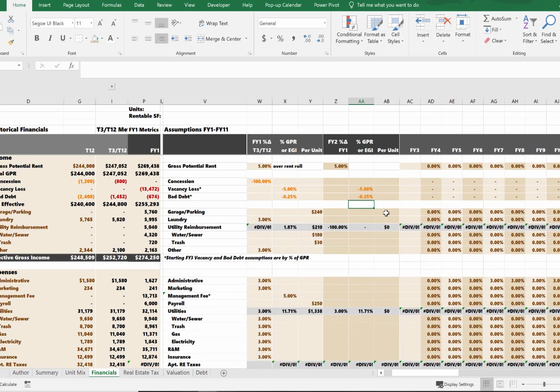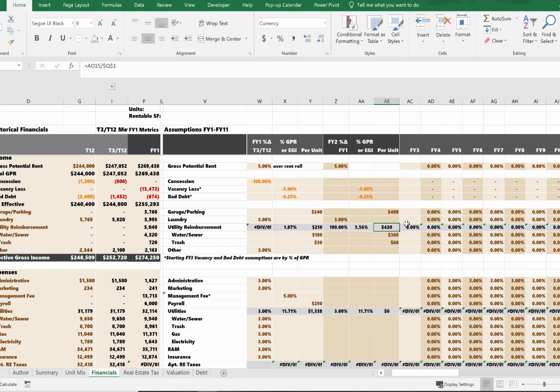I can literally just take this assumption and multiply it by 2. Now it'll be fully phased in and I'll be getting $480 per unit per year. Laundry, I'm going to continue to increase at 3% annually. And then I'm going to multiply the water, sewer, trash by 2 because it's going to be 100% phased in. There's only 50% phased in after year 1. So you can see total I'm getting $422 per unit in utility reimbursement.